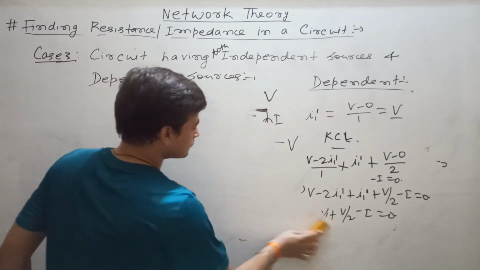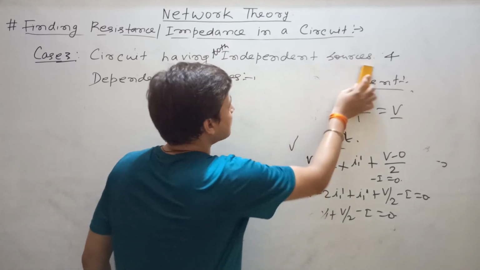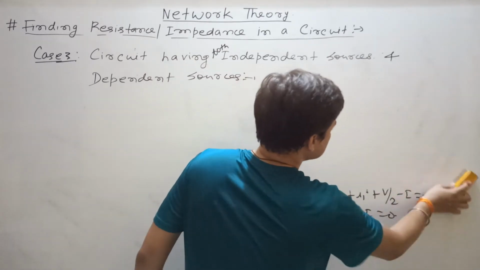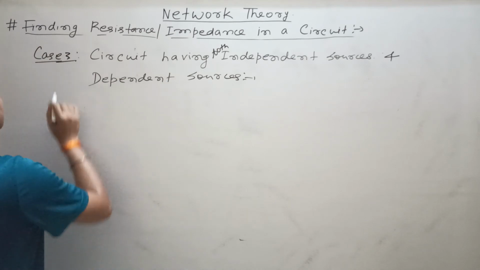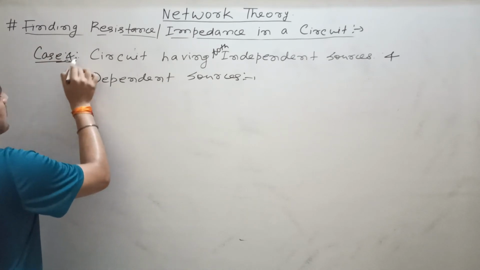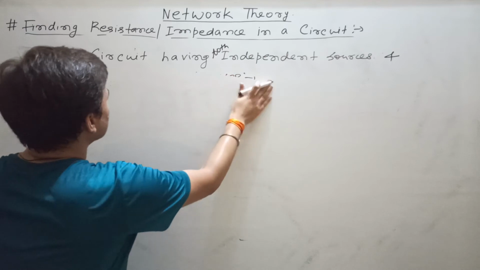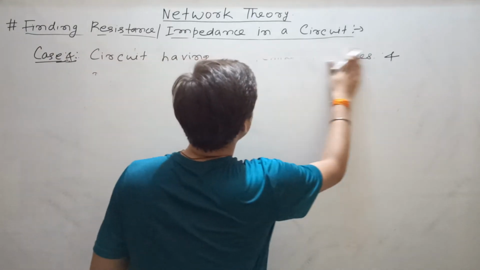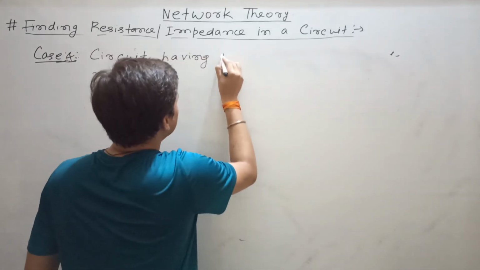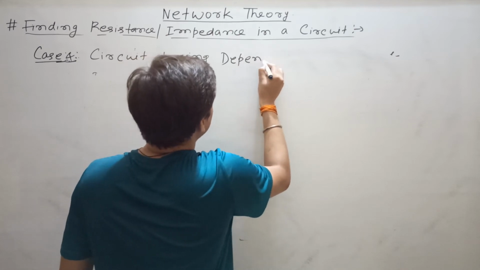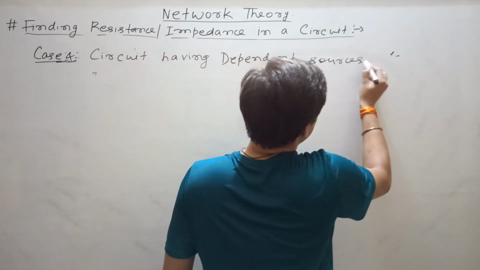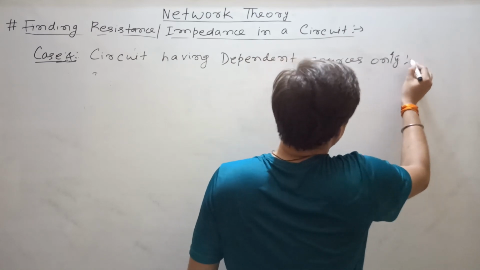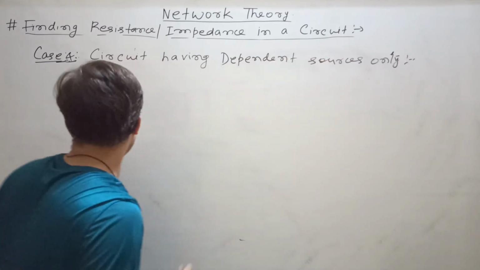Let us discuss. Now let us come to the last case, that means the fourth type of circuit, the circuit having dependent sources only.